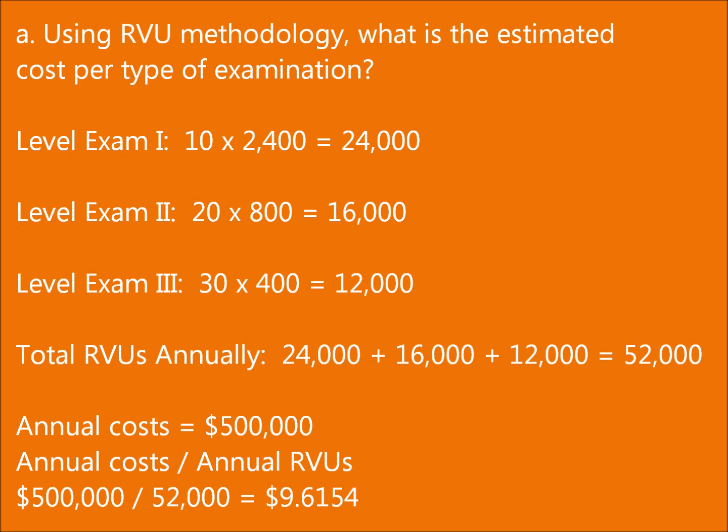To figure the cost per RVU, we need to divide the annual costs, which we're told are $500,000, by the total RVUs annually, which we figured was 52,000, and that gives us 9.6154.